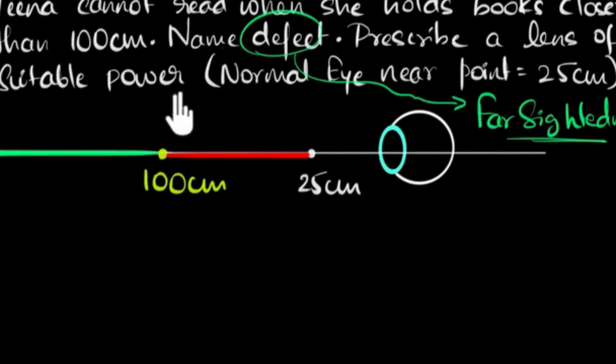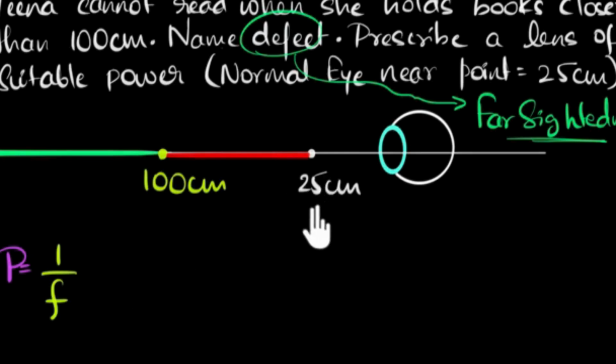First of all, how do we define power? In optics, we define power, P, as the reciprocal of the focal length. So we need to figure out what is the focal length of the lens that we're going to put over here. But how do we figure this out? All we have to do is think in terms of objects and images, and then we can figure this out.